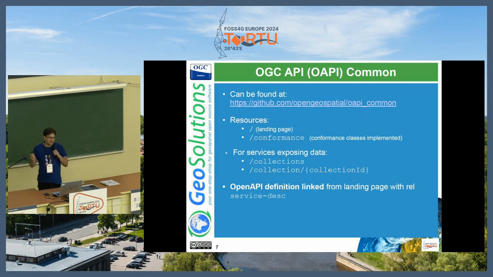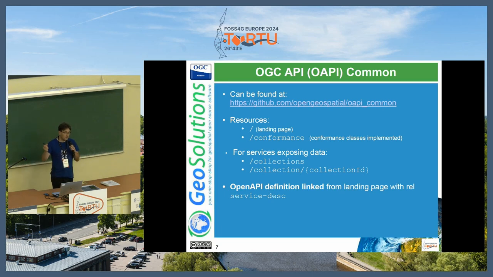So OGC API Common is the base. You can find it at that URL. It basically defines two resources. The landing page, which is your entry point. It's kind of the equivalent to a capabilities document to some extent, in that that's where you start exploring your API. There is the conformance declaration that contains all the conformance classes that you might have implemented in your server.